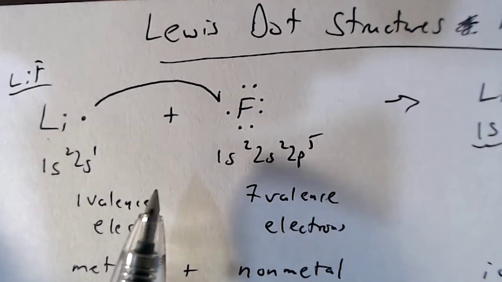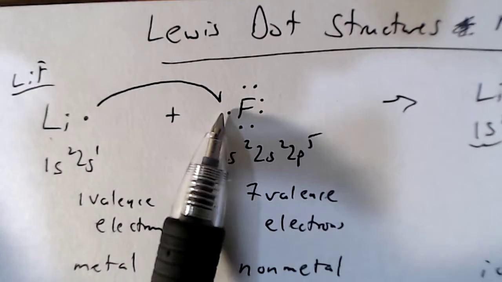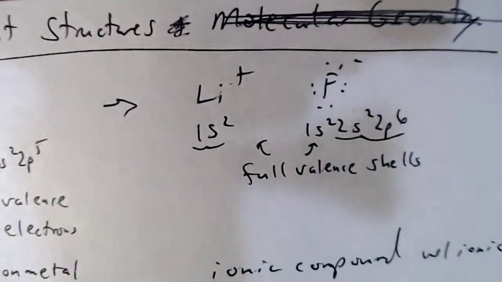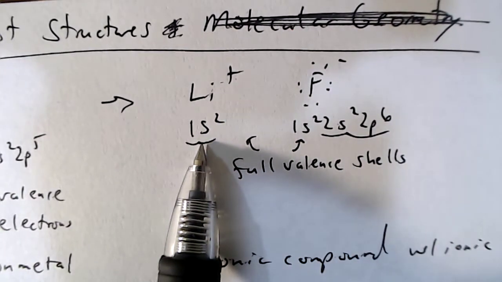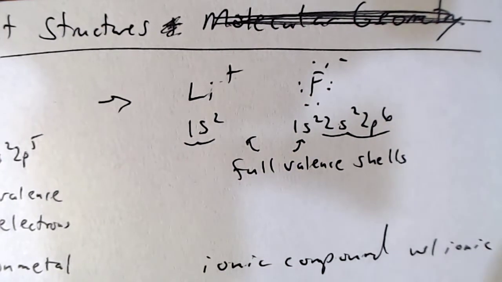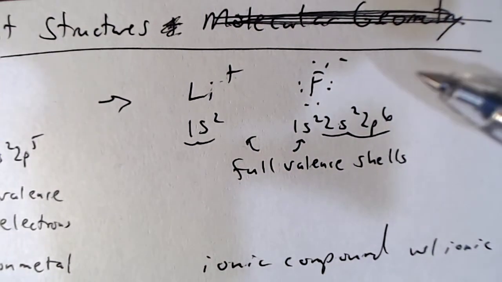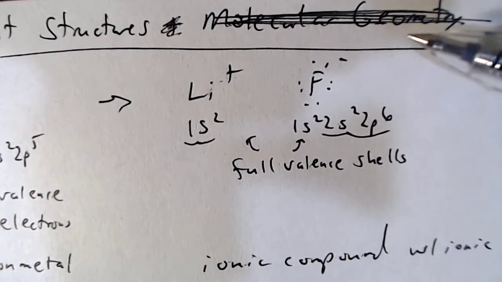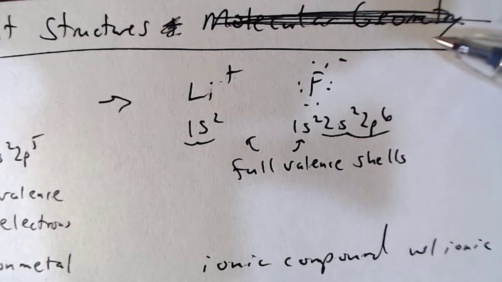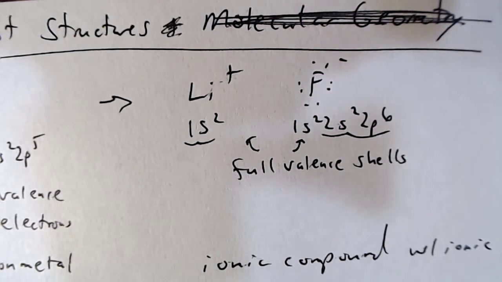Neither of these is stable, but if lithium sends an electron over to fluorine, lithium will now be missing that electron and have the same electron configuration as helium, 1s2. And fluoride will now have the same electron configuration as neon, 1s2, 2s2, 2p6. They will now become more stable, and they will be able to stick together because of their charge.